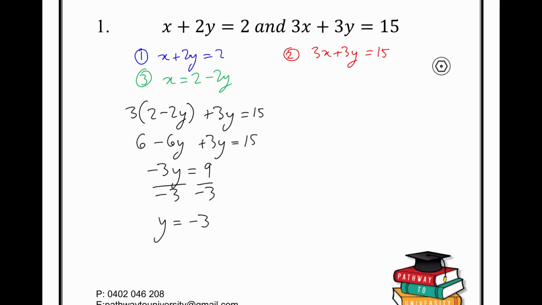Next we substitute y into one of the three equations. Now it's clearly visible that equation 3 would be the simplest to attain x. Hence we'll just have x is equal to 2 minus 2 times minus 3, which gives us x is equal to 8. And therefore we have x is equal to 8 and y is equal to minus 3.